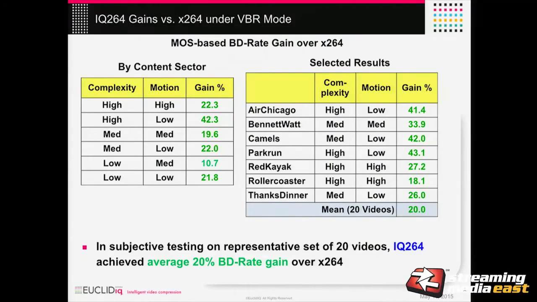Results, once again, and very conservatively, we've got a 20% BD rate gain. That means that we test at 3 different bit rates for each video on average, just like HEVC and the folks in that group do. We just take out PSNR and put in our subjective measurements for the quality. We've got gains now in some videos, even in videos that are industry standards like Park Run. We have a 43.1% bandwidth reduction. In Red Kayak, we have a 27.2%.